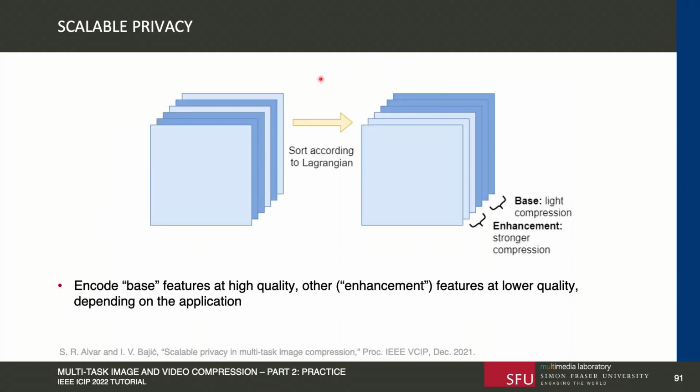So now that we have identified base features in the feature tensor that's about to be compressed, we can then apply fairly light compression to base features in order to preserve that information that is mostly related to non-private tasks, and then we can apply stronger compression to other features, which we call enhancement, and those will be the features that mostly contain information about private tasks. And by varying the strength of this compression, we can control how much of that private information we reveal.